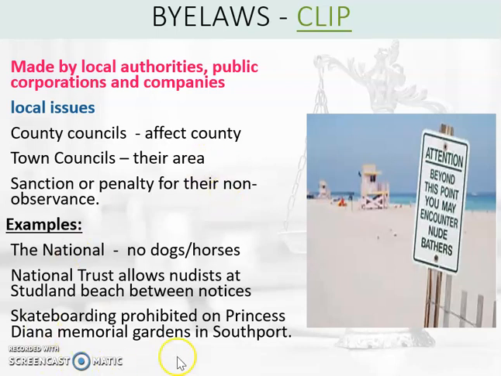Some other examples, this is one that I'm familiar with, being from Southport. There is a bylaw that says skateboarding is prohibited on the Princess Diana Memorial Gardens. And I'm well aware of that because my cousin once got in trouble for skateboarding there. So you can see that with bylaws, the advantage is they're being made by people who know that local area. And so the laws or the rules that are made can be appropriate to that particular area.